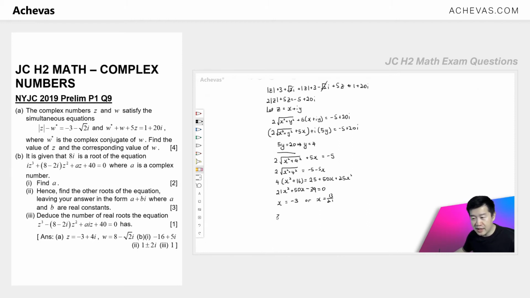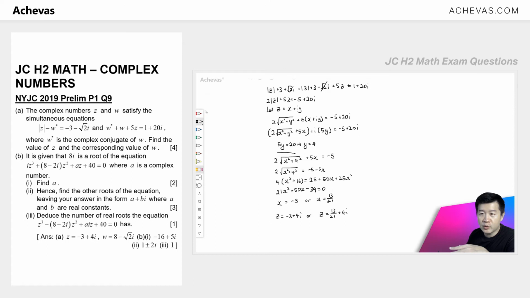And that will be z is equal to this, which is minus 3, y is 4, so minus 3 plus 4i. Or z can also be 13 over 21 plus 4i. But if you look at the question, it asks us to find the value of z, which means that I'm expecting just one z instead of two z values. Let's try to verify which one is going to be correct.